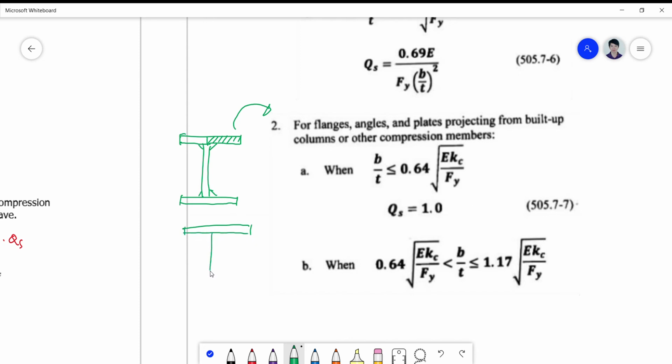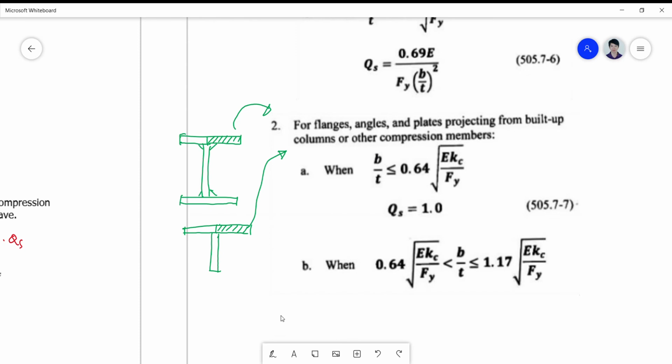So we have here your T section. This is also considered in this number 2 case, no? And so on and so forth. So all flanges projecting from built-up sections.